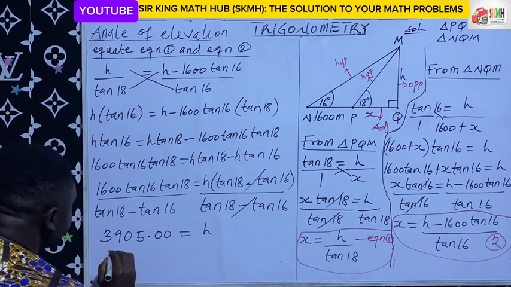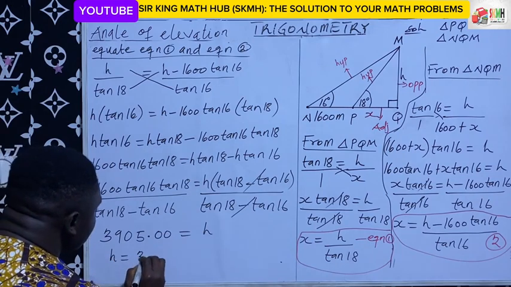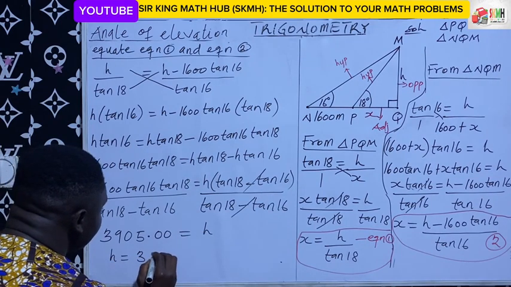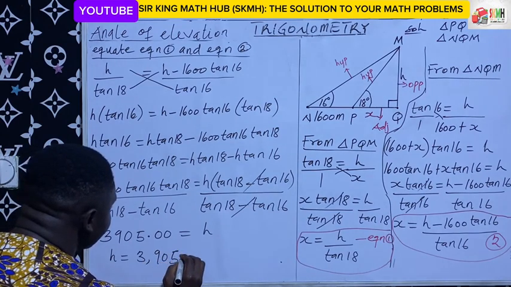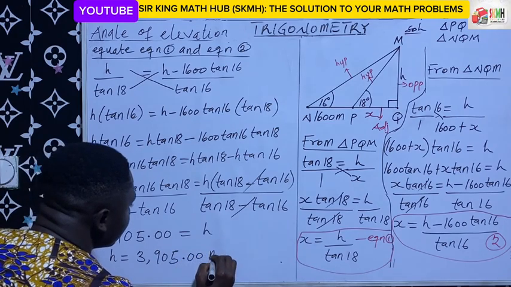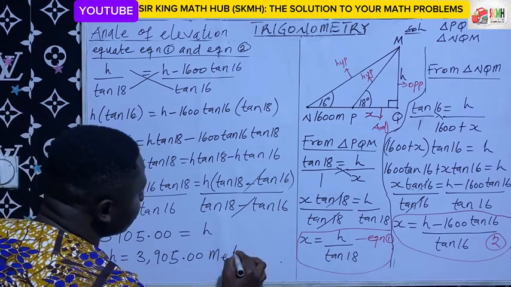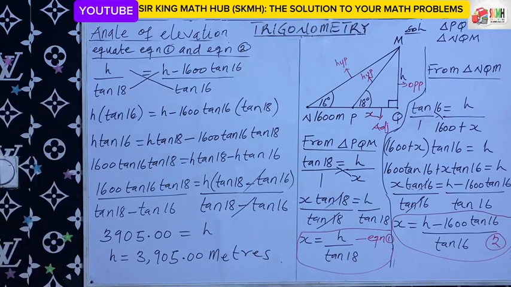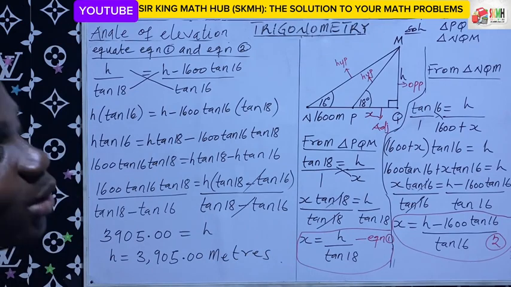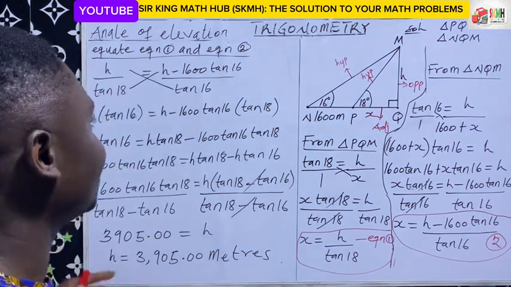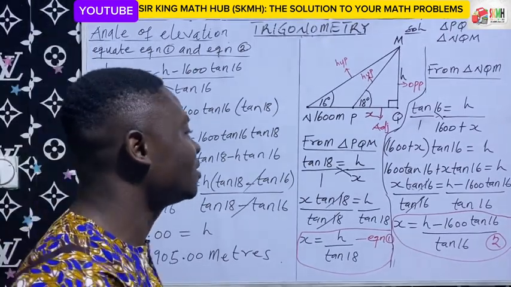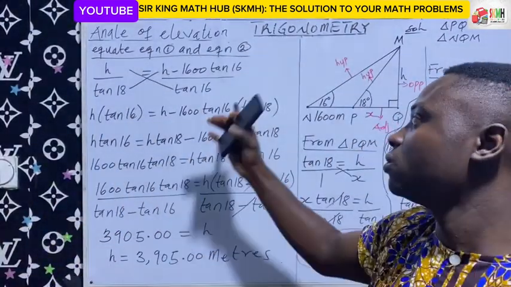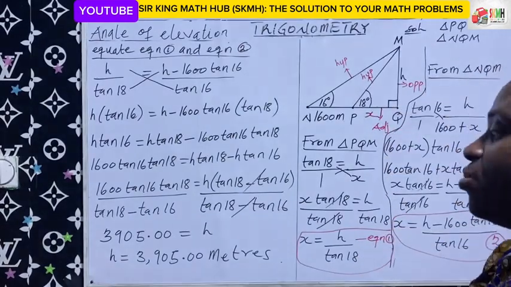So finally, the height of the mountain is equal to 3,905.00 meters. So that is the height of the mountain. The question demands a lot from us, but if we follow the procedure, it won't be difficult.